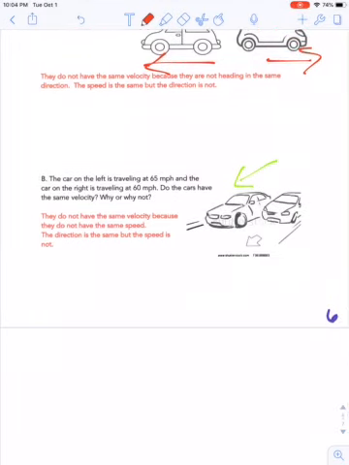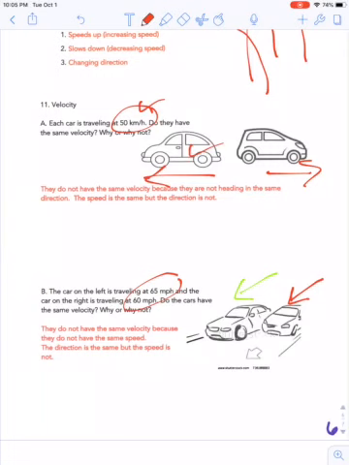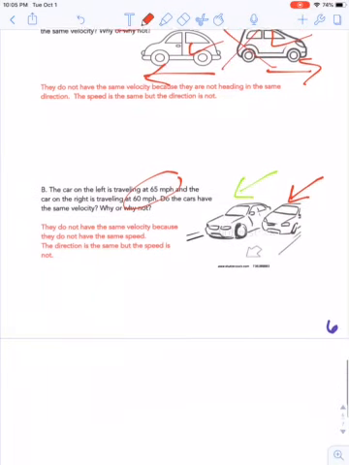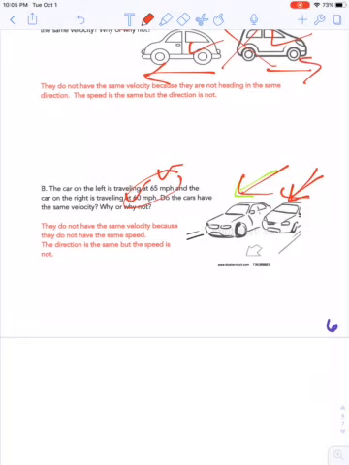So let's take a look at this one. Car on the left is traveling at 65 miles per hour, and the car on the right is traveling at 60 miles per hour. Do they have the same velocity? Yes or no? Why or why not? Well, they do not have the same velocity. They have the same direction, but they have different speeds. So the velocity is not the same. Same speed, different direction, no go. Different speeds, same direction, still no go when it comes to do these cars have the same velocity.